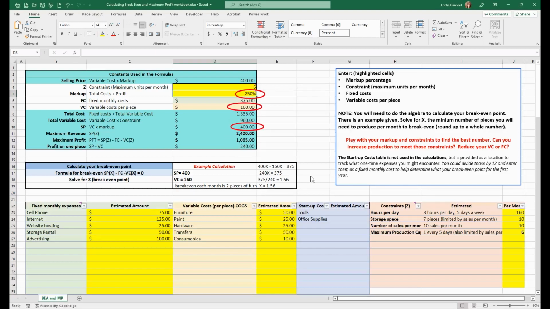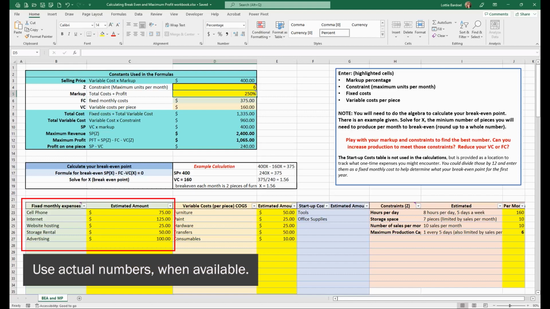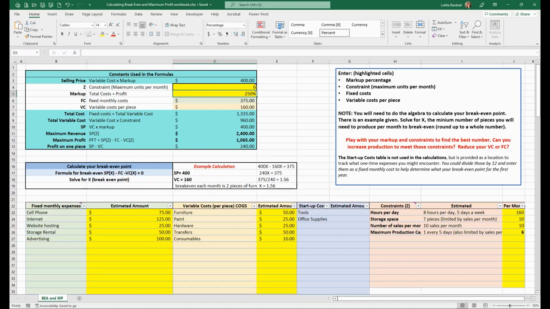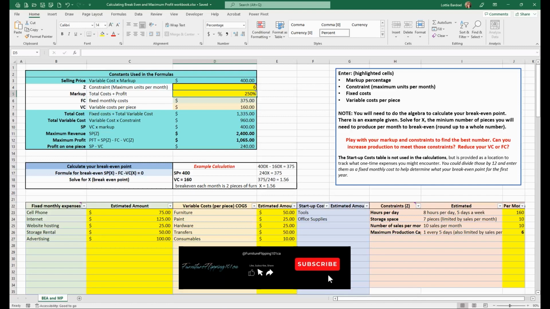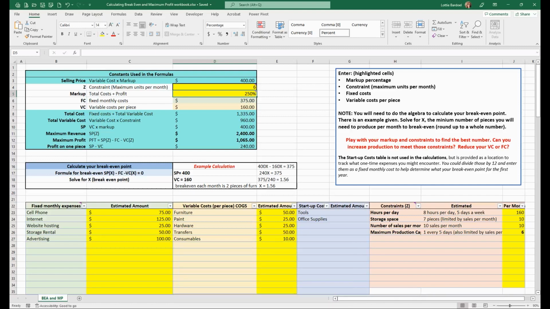The markup multiplied by the sum of the variable cost per item will give you the selling price. Enter your fixed monthly expenses in the Fixed Monthly Expenses table. The ones here are examples, and you may have different expenses. Use this list to decide on what accounts you use for those expenses in your chart of accounts. See the upcoming chart of accounts video in the bookkeeping module.